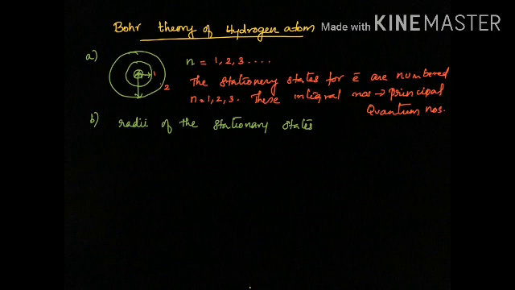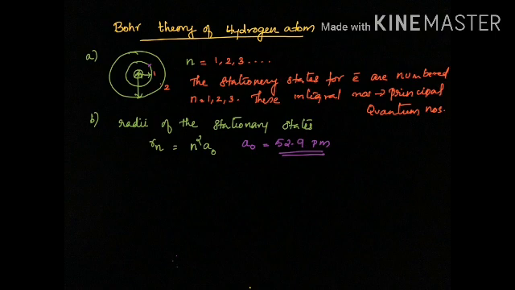So it can be represented as Rn. Rn is equal to n square a0, where a0 value is constant. a0 is 52.9 picometer. Normally the electron present in the hydrogen atom will be seen in the first orbit only. We can measure the radius of that orbit, where n is equal to 1, 2, 3, wherever that electron is situated.